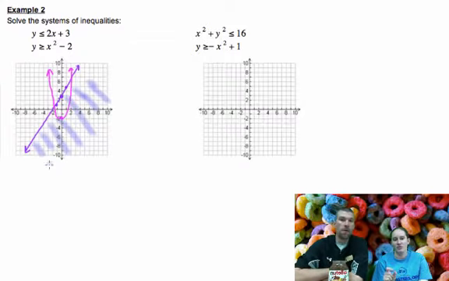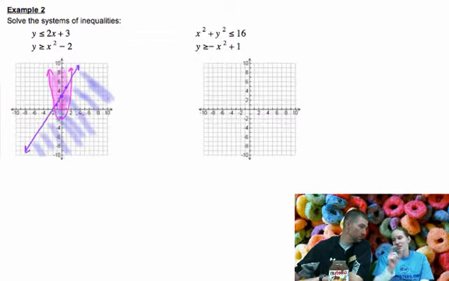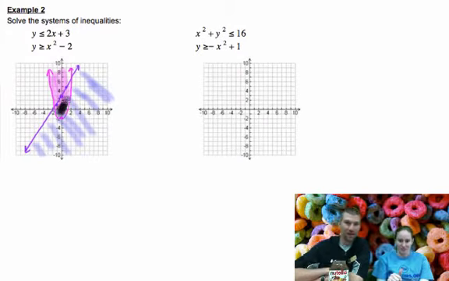And then for the parabola, greater than, this time should be inside, which you can check with (0, 0) and make sure that is a true statement. So we are shading inside. And then where is that overlapping? It's inside the parabola, underneath the line. So there you go.